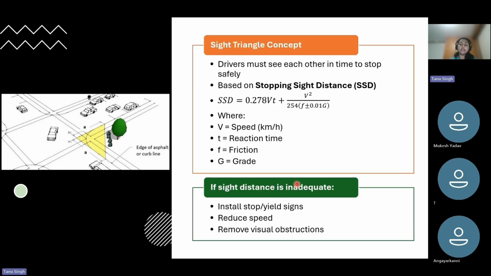If the sight distance is inadequate, for example, if there is a building situated at this position, then in those cases we install stop or yield signs, or reduce the speed of vehicles, or we try to remove physical obstructions if we can, like walls, shops or structures near the corner. If there is adequate sight distance, then it can significantly improve intersection safety.